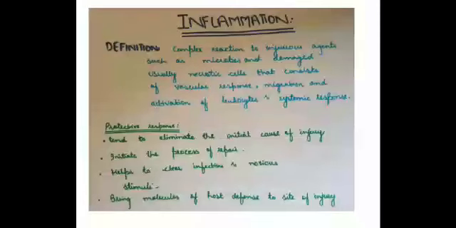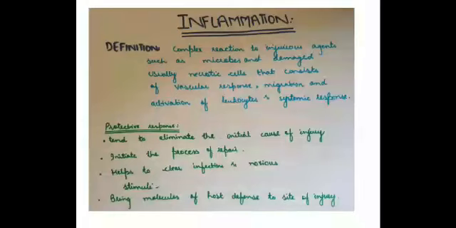Bismillahirrahmanirrahim. We are going to start chapter number 2 of Robbins, that is inflammation and repair. Inflammation is defined as a complex reaction to injurious agents such as microbes and damaged, usually necrotic cells, that consists of vascular response, migration and activation of leukocytes, and systemic response.